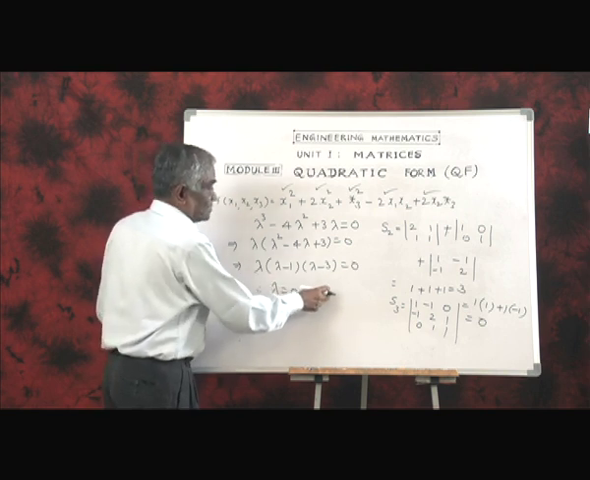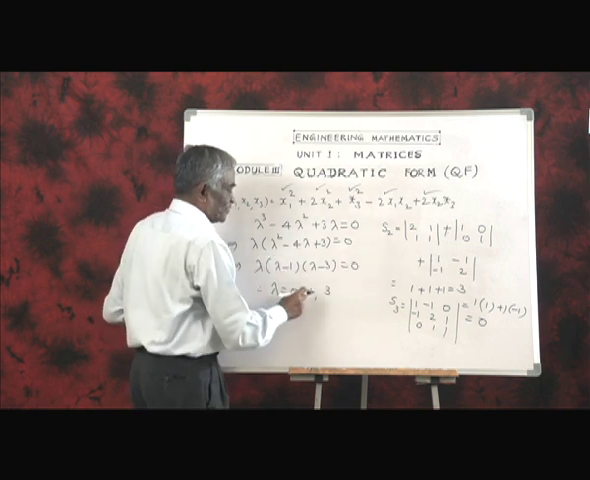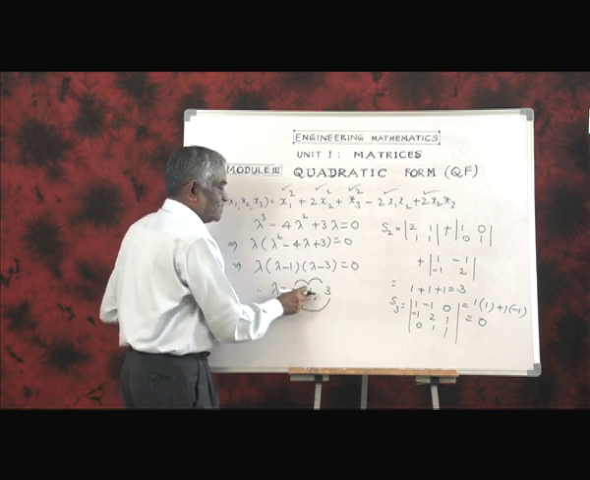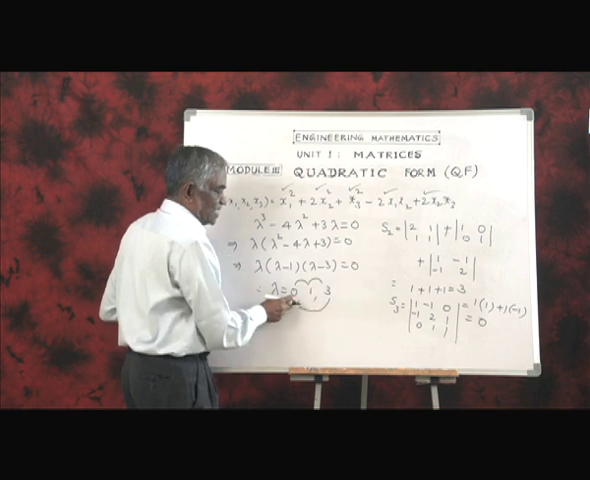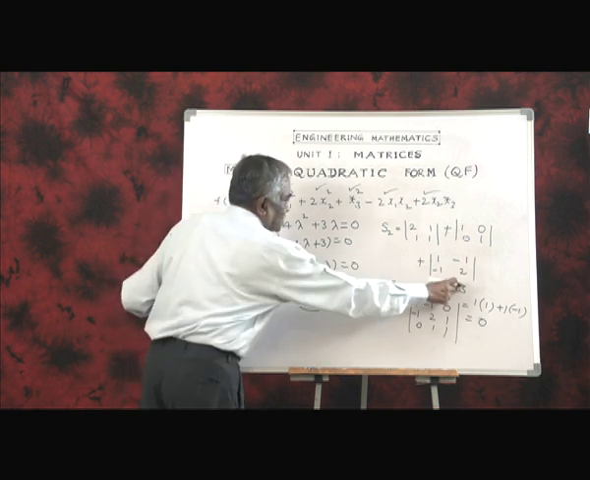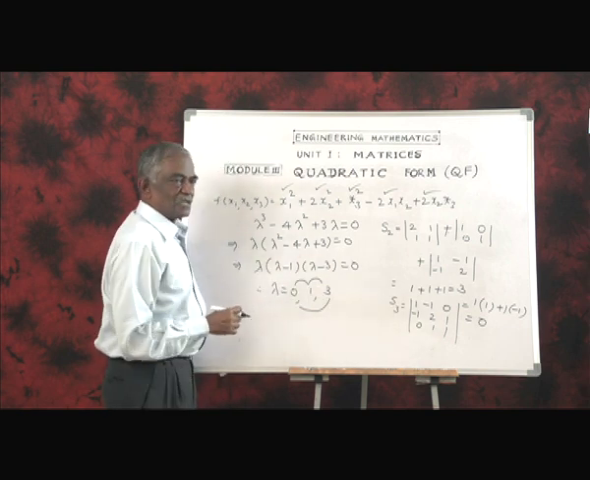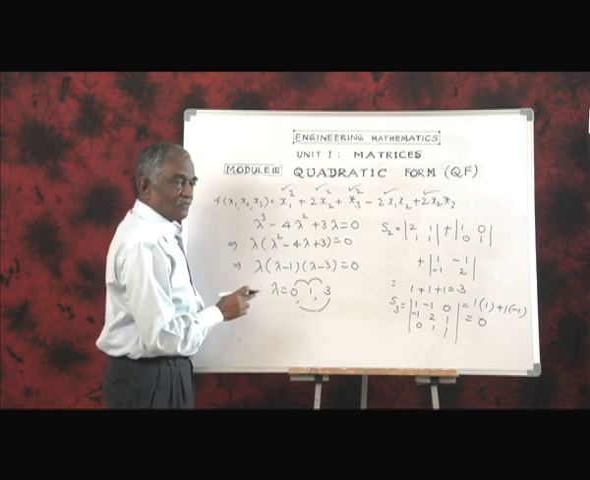The sum of the three numbers should be equal to s1. So 0 plus 1 plus 3, that is 4, that is the same as s1. The sum of the products taken two at a time, that means 0 into 1, that is 0, plus 1 into 3, that is 3, plus 3 into 0, that is 0, therefore that is 3, which is equal to s2. Then the product of these three numbers is s3. Therefore the eigenvalues are 0, 1, 3. So these are the eigenvalues for the matrix of the quadratic form.